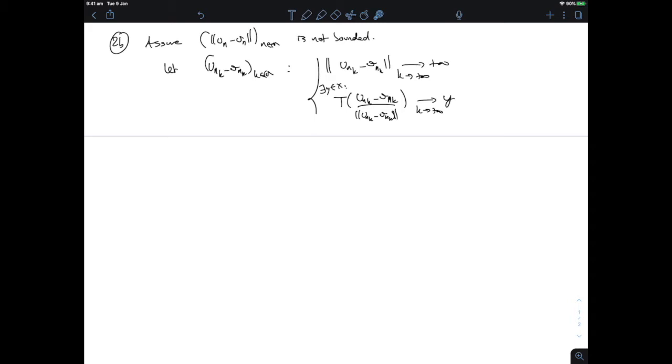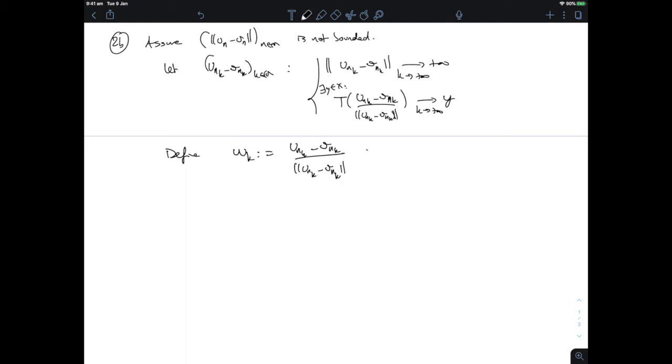And of course, I'm dividing here by something that tends to infinity. So in particular, I can assume it's non-zero for every k. Okay, so I pick a subsequence that does that. And then let's define w_nk, say, to be (u_nk minus v_nk) divided by the norm of (u_nk minus v_nk). Maybe let's simplify notation, just call that w_k.